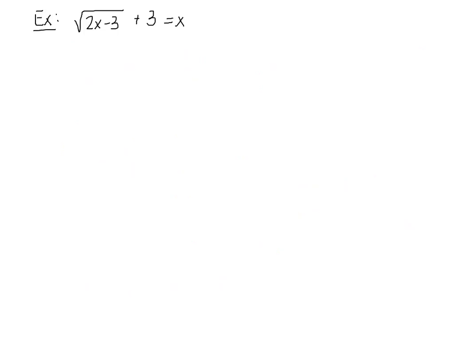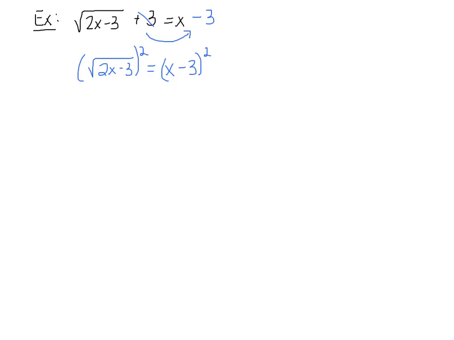Alright, for our second example, we have the square root of 2x minus 3 plus 3 equals x. From yesterday, you need to remember your first step is to isolate your radical. So we need to move this plus 3 to the other side and make it a minus 3. That's going to cancel, and we have the square root of 2x minus 3 equals x minus 3. Well, to get rid of the square root, we would want to square both sides.